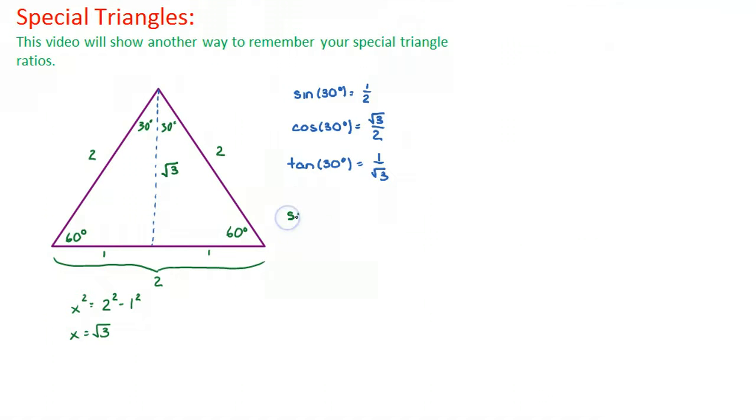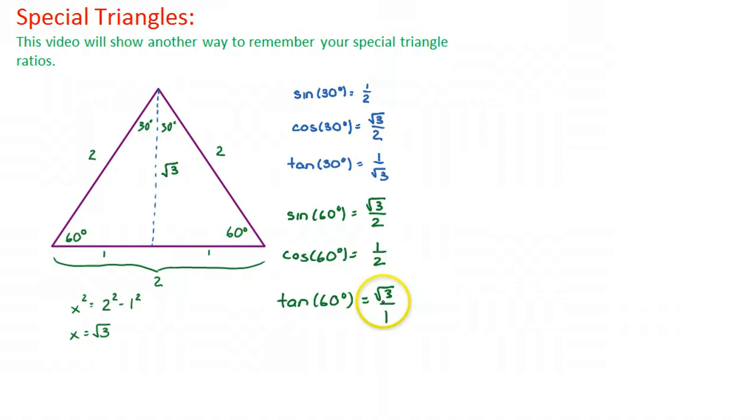And then I can say sine of 60 degrees is equal to root 3 over 2. Cos of 60 degrees is equal to 1 over 2. And tan of 60 degrees is equal to root 3 over 1, and we could just write this as root 3, of course. So that's another way to remember your 30, 60, 90 triangle. It's a nice little quick way.